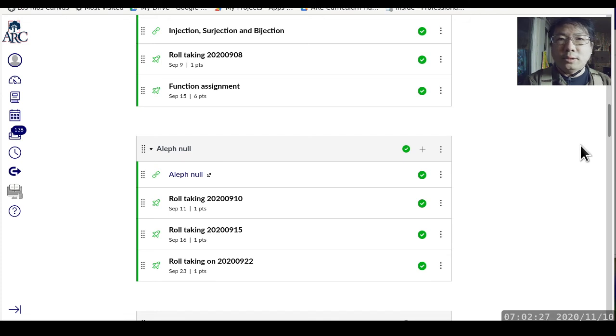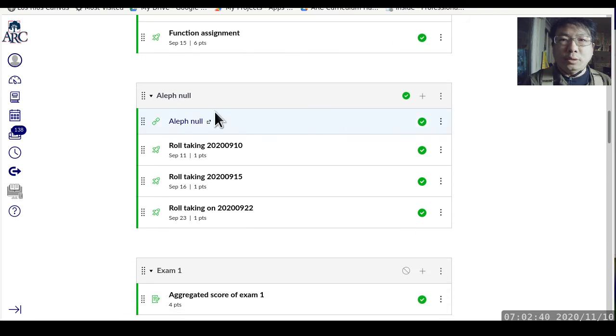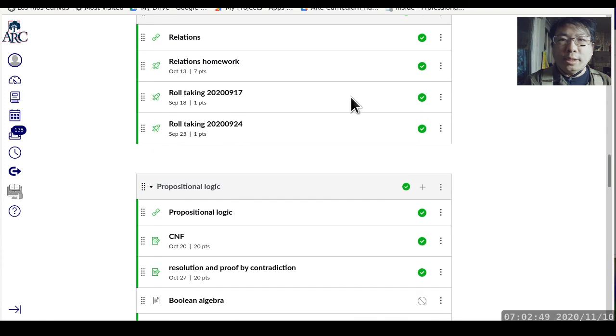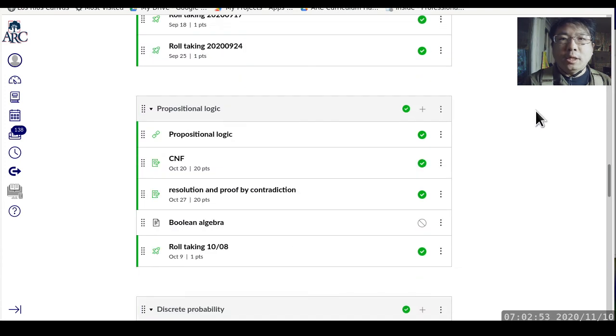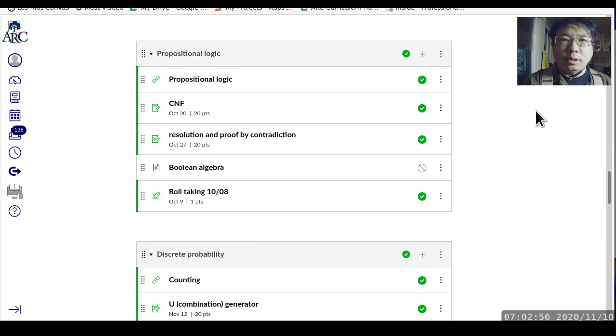All right, so let's go ahead and start with the scope of the exam. The previous exam, in exam 1, we are basically done with everything related to functions, but we didn't test anything about aleph null. So that means aleph null is in the scope of the second exam. Relations is definitely within the scope of the second exam. And then propositional logic is also within the scope of the second exam.